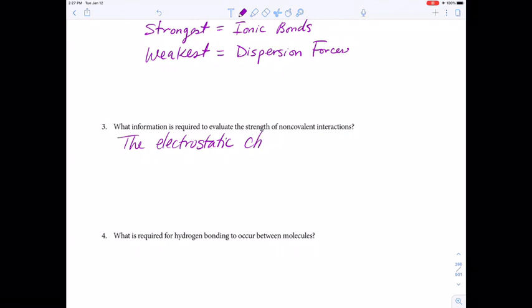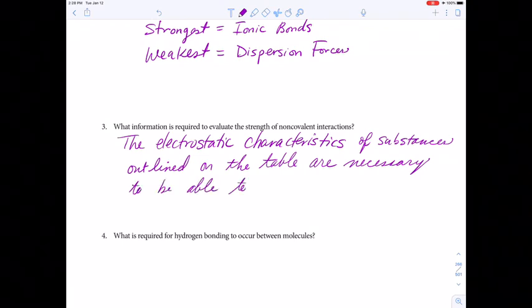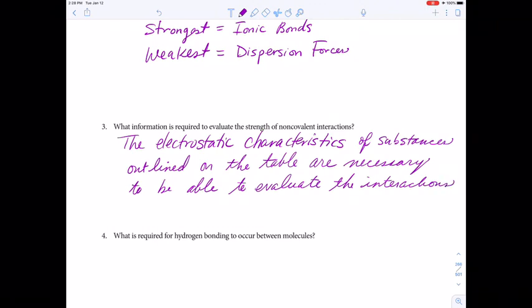So the electrostatic characteristics of substances outlined on the table are necessary to be able to evaluate the interactions between the different substances, even if, depending, different substances if it's a mixture, same substances if they're pure.